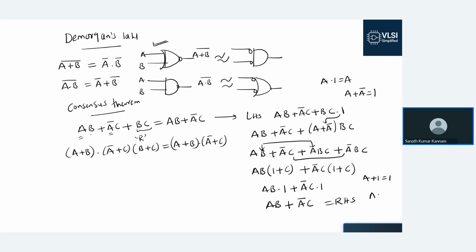Since you know that A and 1 equals A. So this is how you need to prove this consensus theorem. So we'll see some problems related to this Boolean algebra, how we are applying these Boolean laws. So first problem we'll see.